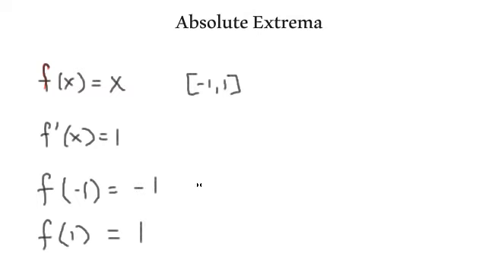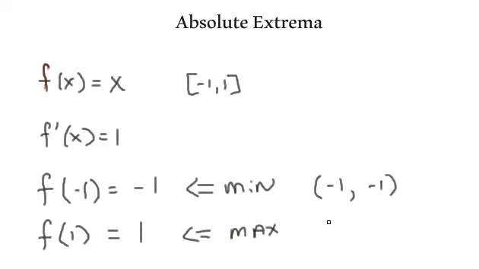As you can see here, our minimum is going to occur here. This is the smaller value of the two y values, and this one here is going to be a maximum. We might want to write that as a point: the minimum point occurs at (-1, -1), and the maximum occurs at (1, 1).